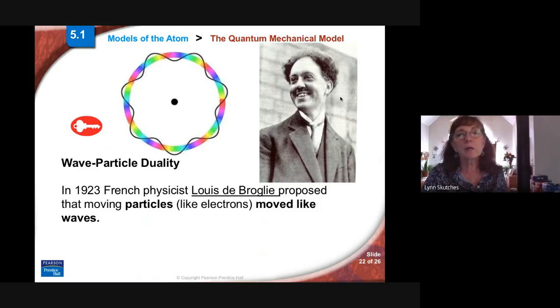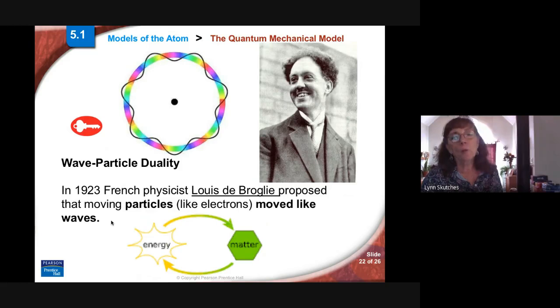So the three people on the bottom of that note sheet, first one is Louis de Broglie, a French physicist, obviously, in the early 20s, said that these electron things, these particles of matter, also have a movement like a wave, like energy. There's this interchangeability between matter and energy. So waves are the energy, particles are the matter. They call it wave-particle duality.